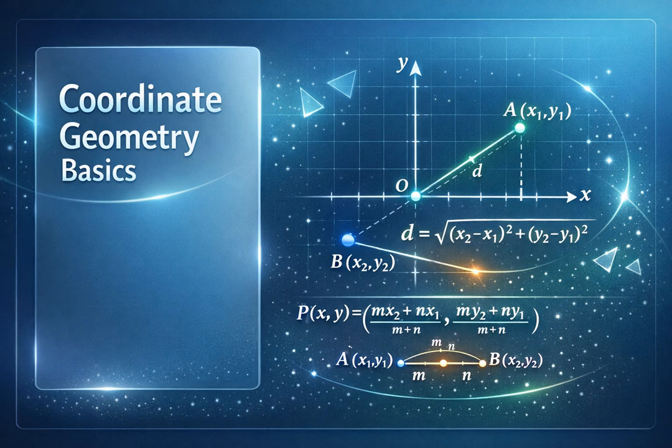Coordinate geometry basics. The xy plane has two perpendicular axes, the x-axis running horizontally and the y-axis running vertically. Every point is located by its coordinates, (x, y), where x is the horizontal distance from the origin and y is the vertical distance. We can calculate distances between points and find points that divide line segments.